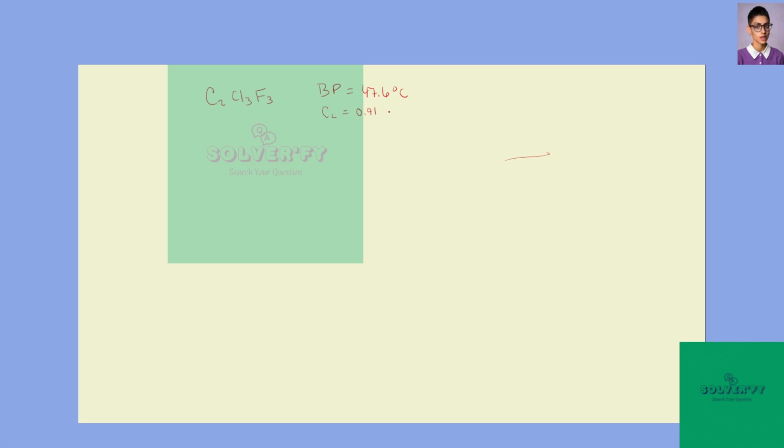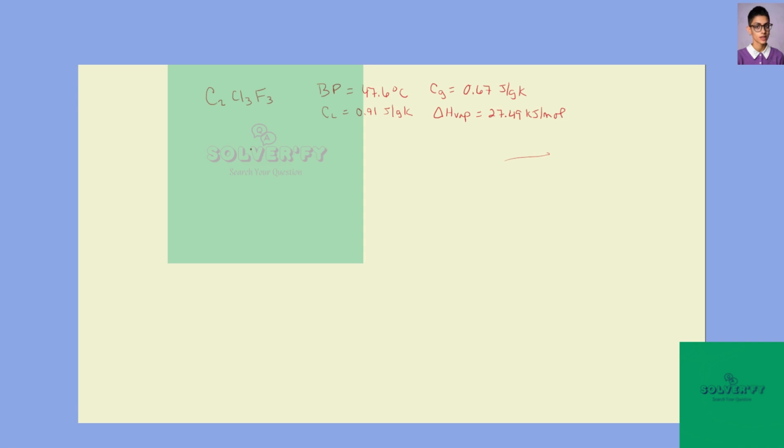joules per gram Kelvin. And the specific heat of the gas is equal to 0.67 joules per gram Kelvin. And then the heat of vaporization is equal to 27.49 kilojoules per mole.